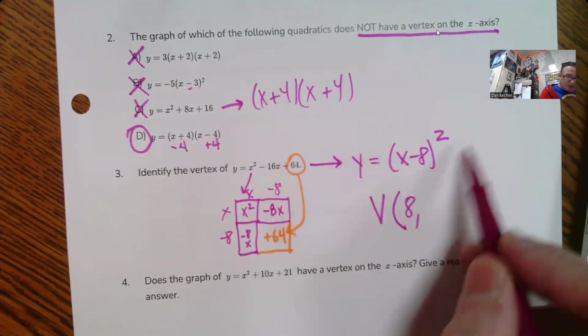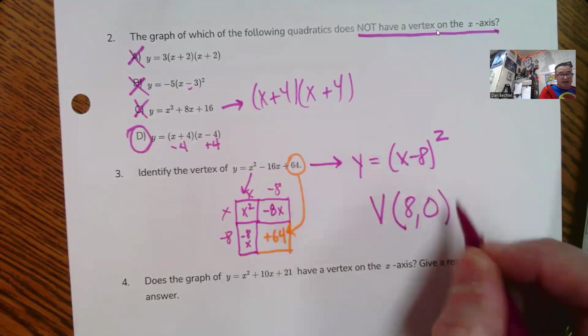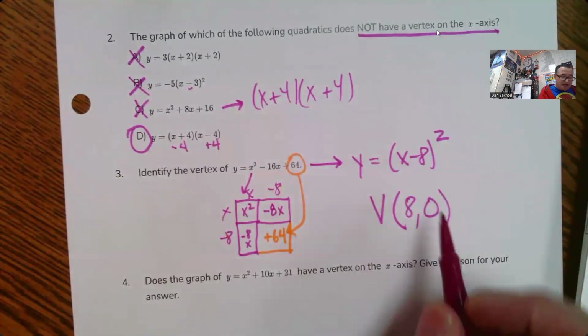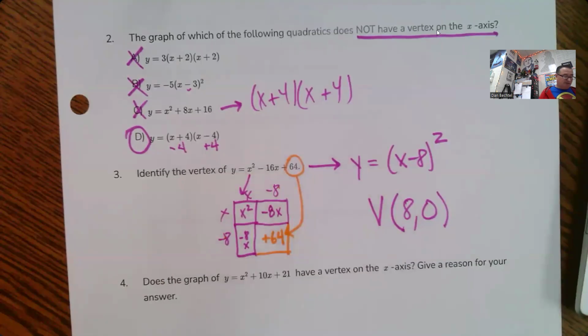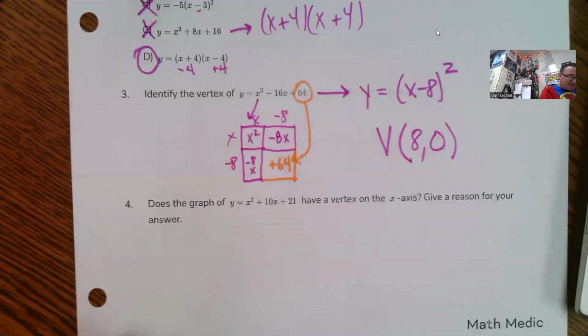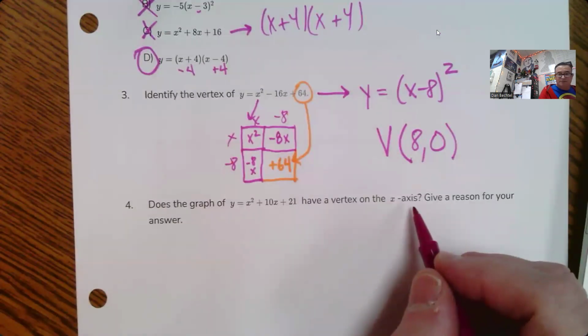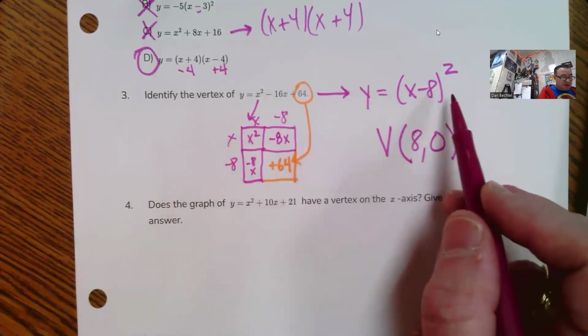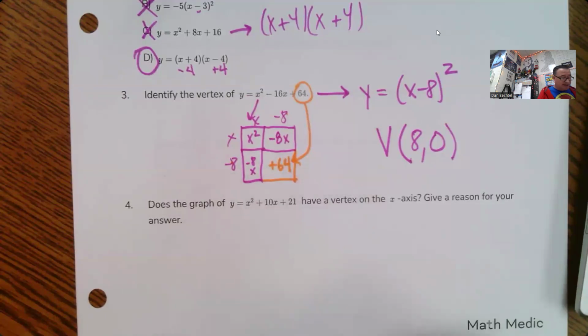And because I'm not adding up or down, it's going to be 8, 0. Again, anytime I have just a perfect square with nothing extra, it means that I'm going to have a vertex on the x-axis. Does the graph of this have a vertex on the x-axis? So we're essentially doing this, seeing if we have a perfect square. And if we do, it does. And if we don't, it doesn't.